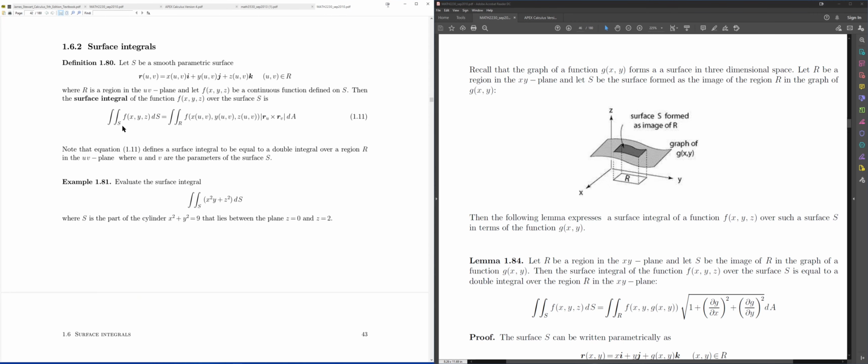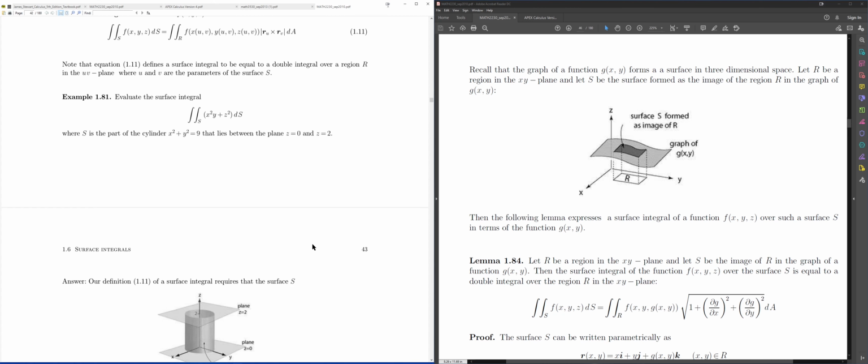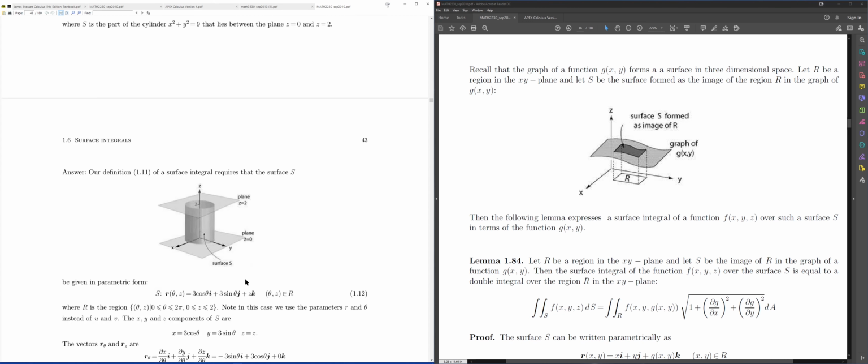Alright, so we saw how to work out a surface integral of a function over a parametric surface, and we saw two examples where we did that. We integrated over this parametric surface over here, which was a cylinder centered around the z-axis. And the parametric description was given over here: r(θ, z) = 3 cos θ i + 3 sin θ j + z k.